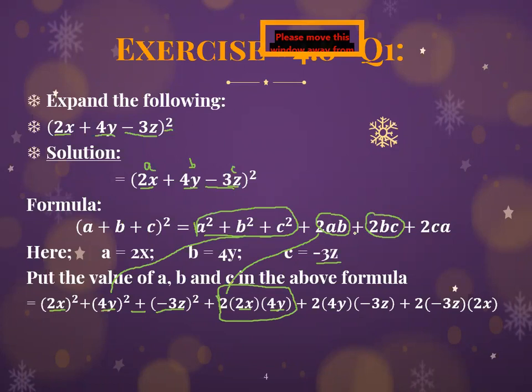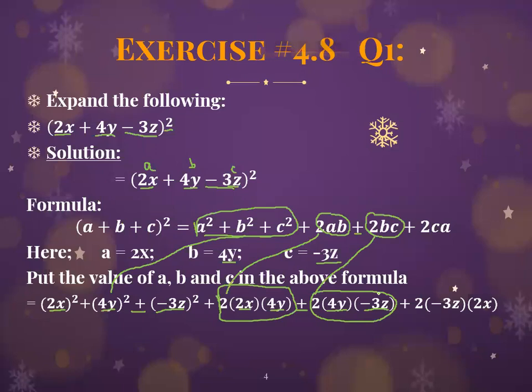Now move on to 2bc, but before that you have the sign of addition, so you will place the sign of addition here. Then write this coefficient, which is 2. Now b and c means you are going to multiply b with c, so you will put the values of b and c inside brackets. Your b is equal to 4y, and c is equal to minus 3z. Now this whole term will be equal to this. Understand? Clear? Now move on to the last one.